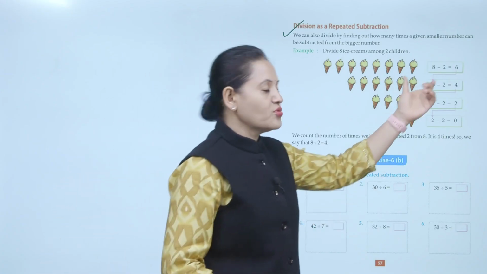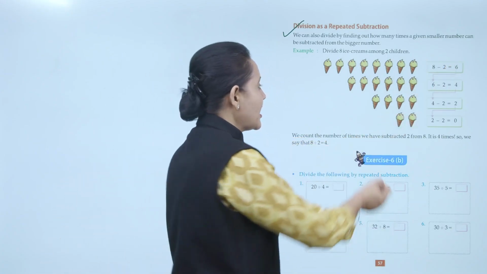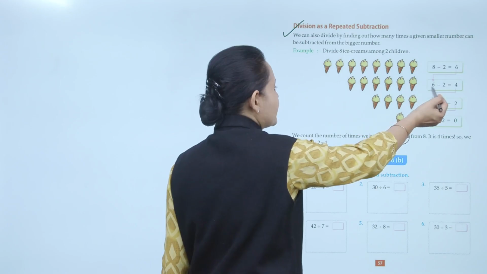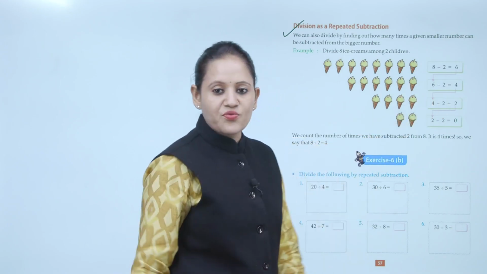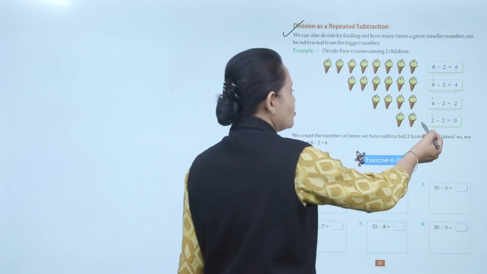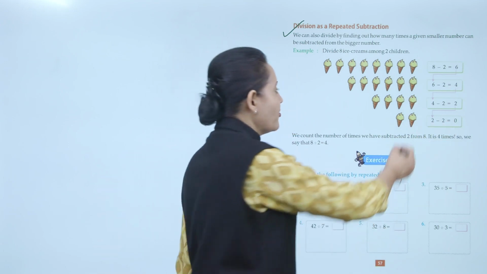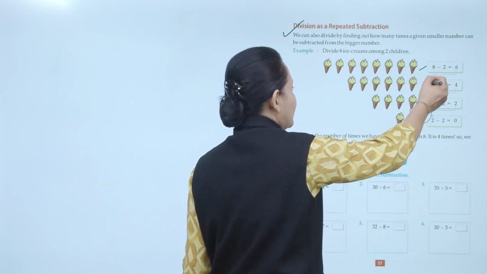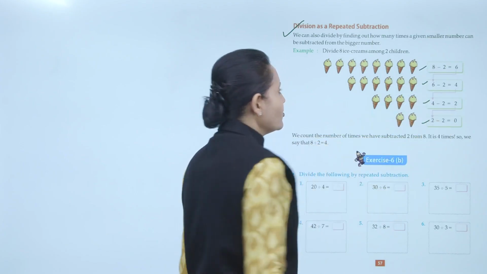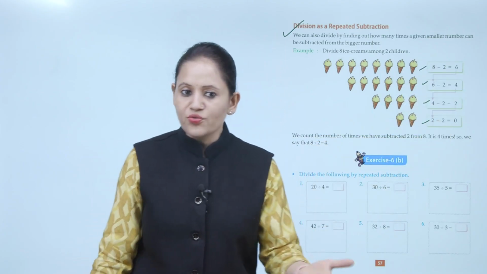So, 8 minus 2 equals 6. Again we subtract 2 from 6. 6 minus 2 is 4. Then 4 minus 2, 2. 2 minus 2, 0. So, we keep subtracting until we get 0. So, how many times have we subtracted? 1, 2, 3, 4. So, 8 divided by 2 equals 4.